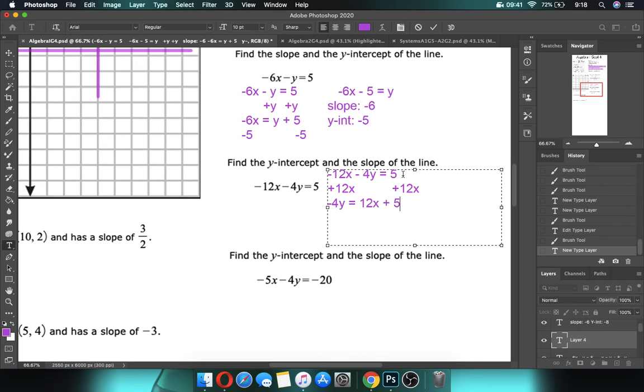Now that's looking pretty good. The y is at least now on its own. It doesn't have an x or, well, who wouldn't want an x? But it doesn't have an x and it doesn't have a 5, but then I have that pesky 4 that I need to get rid of.